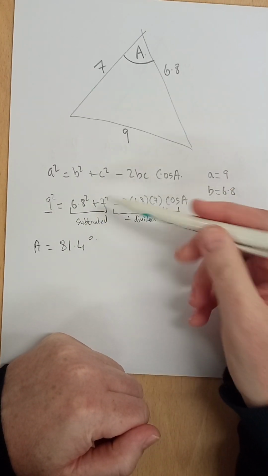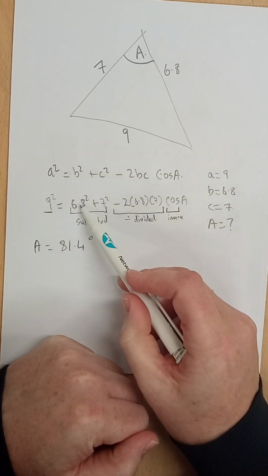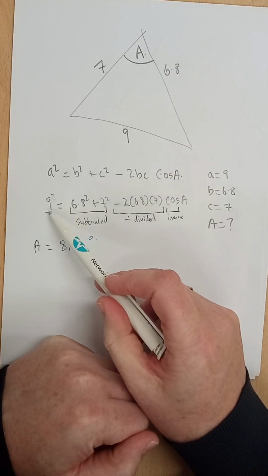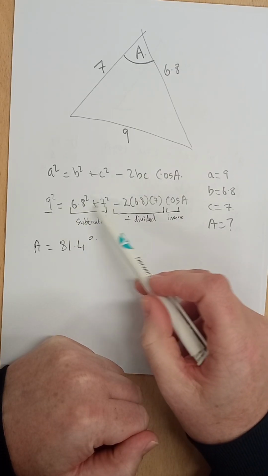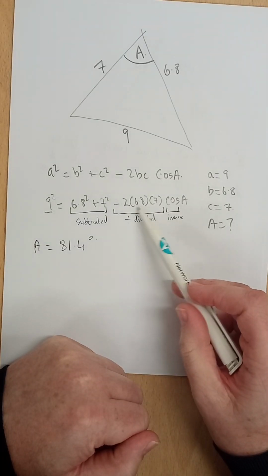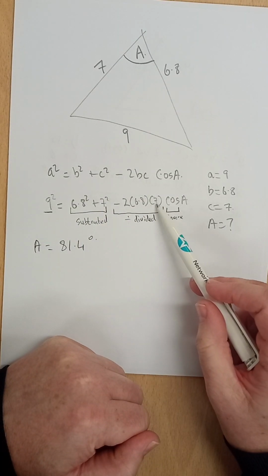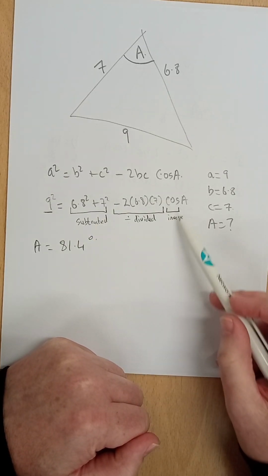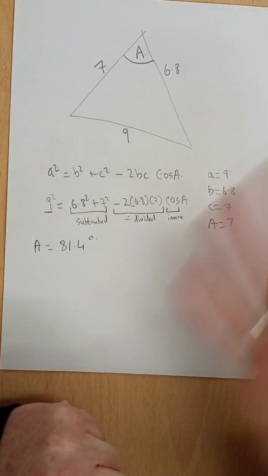You can do it in stages if you want. You could just do 9 squared subtract 6.8 squared. That answer subtract 7 squared. That answer divided by minus 2. That answer divided by 6.8. That answer divided by 7. And that answer get the inverse cos of it. But why, when you can just do it all in one go?